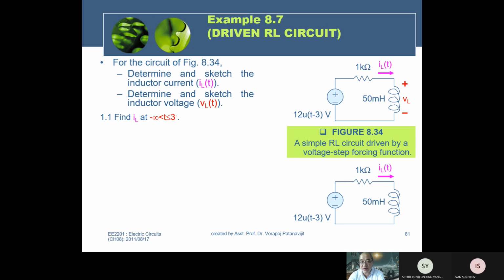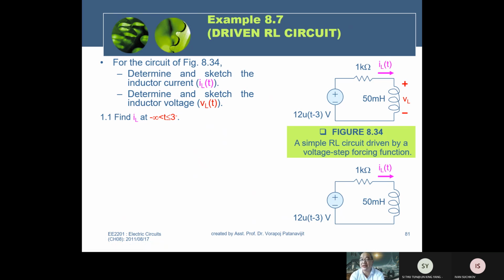From the previous steps, you must determine IL for the driven case. For the driven case, check whether it is a driven case or not. You check at time infinity. At time infinity, is any source still in your circuit or not? In this case, at time equal to infinity, this source equals 12 volts, and the 12 volts already drives the circuit until infinite time. Therefore, in this case, it is a driving source.